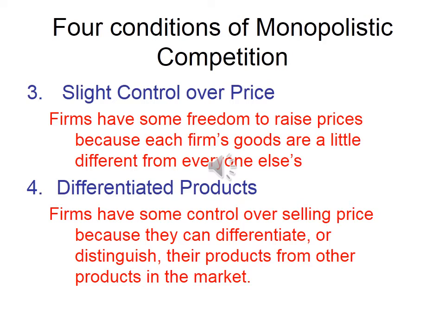The third is slight control over price. For example, firms have some freedom to raise prices because each firm's goods are a little different from everyone else's. Fourth, differentiated products, which means that firms have some control over selling price because they can differentiate or distinguish their products from other products in the market.